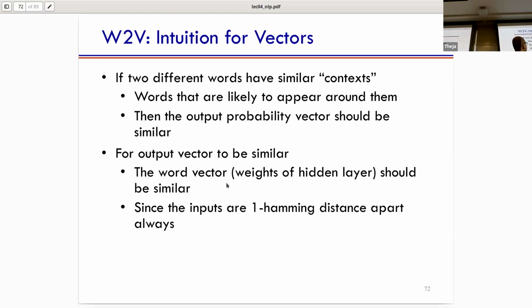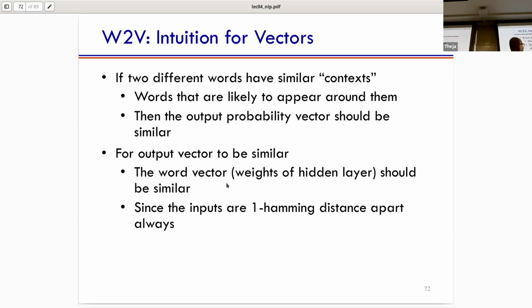So if two words have similar context, then similar words are likely to appear around them, and the nearby words are going to be the same or similar. If that's the case, then the output score vector, or output probability distribution, should be the same for these two different words. But if the output probability distribution is the same, then because there is a simple linear transformation happening in the second step of this one hidden layer neural network, the inputs should be similar vectors. The vectors for the different words should be the same.